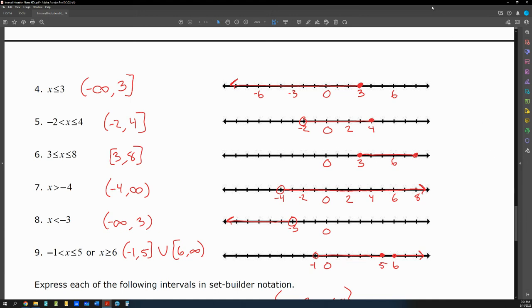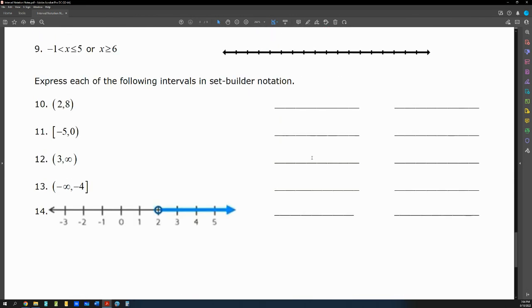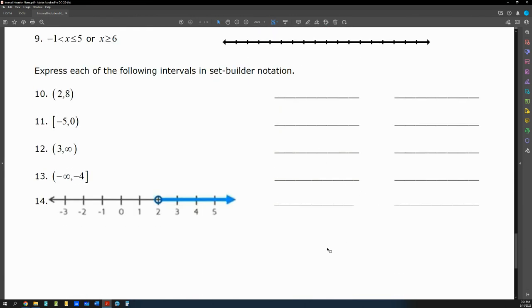All right, let's try a few more. So number 10, now we want to write this using set builder notation. So I'm going to write the interval from 2 to 8 as the set of x such that x is between 2 and 8. So 2 is less than x is less than 8. We do not want to include those because these are parentheses, so I'm going to just strictly do less than.